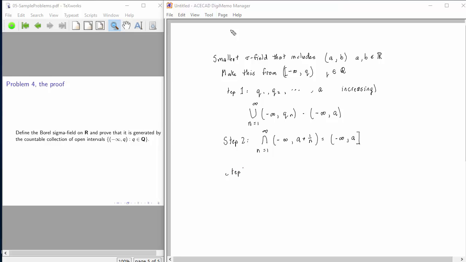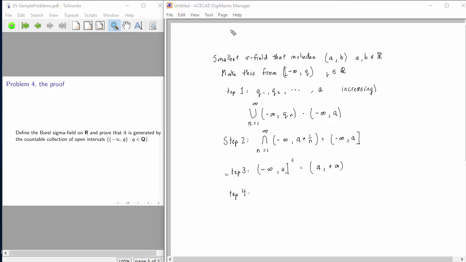In a sigma field, I'm allowed to form complements. And if I take the complement of what I just made, that extends from minus infinity up to and including a, the complement of this is everything that's greater than a, in other words, the open interval from a to plus infinity.